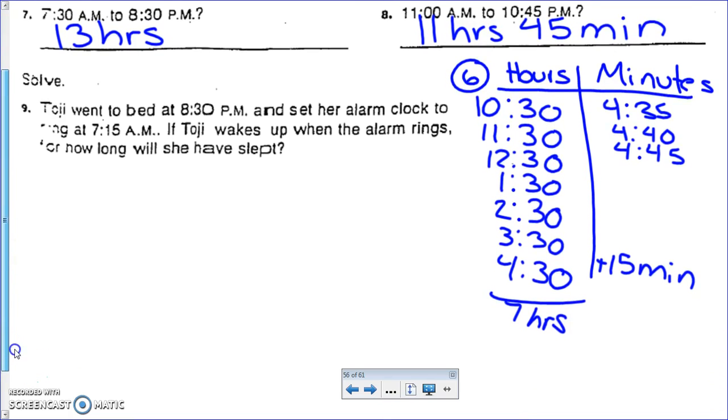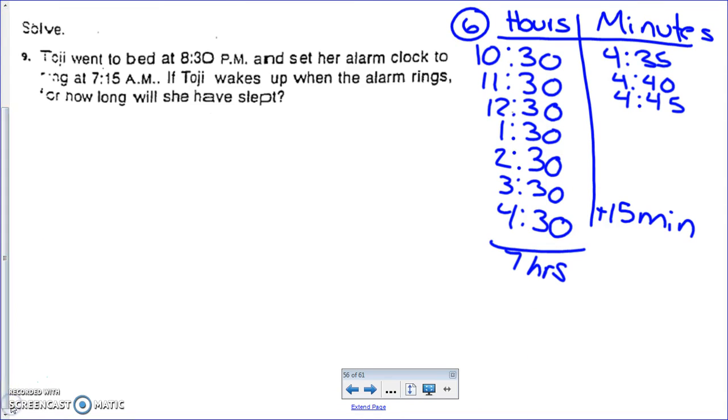For 9, we have a word problem. Toshi went to bed at 8:30 p.m. and set her alarm clock to ring at 7:15 a.m. If Toshi wakes up when the alarm rings, how long will she have slept? So, first thing we look at is we know it's less than 12 hours because she's starting at 8:30 p.m. and 8:30 a.m. would be 12 hours. So this one we're going to have to count up. So we're going to use the T-chart again.